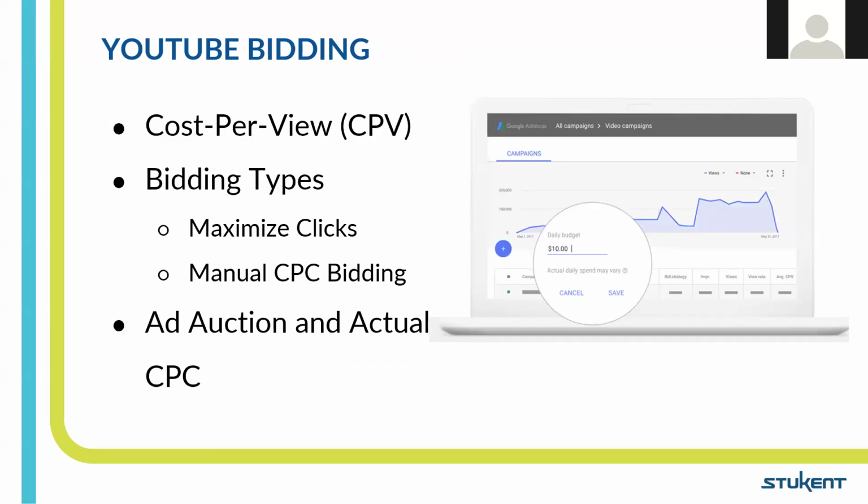Finally, bidding. You can pretty much bid through all different types, right? You can bid through cost per view. You can maximize your clicks, your cost per click bidding. You can do ad auction. You might not have any idea what this is if you've never done advertising before, which is all well and good. The one big thing here is your cost per view for YouTube, if you were to go with that, is going to be way cheaper than most other platforms, which is interesting.